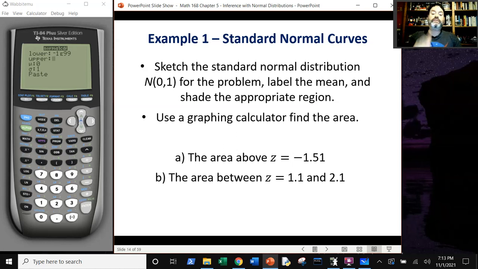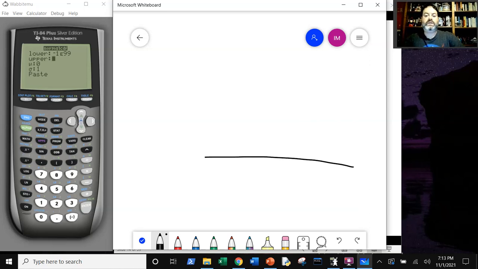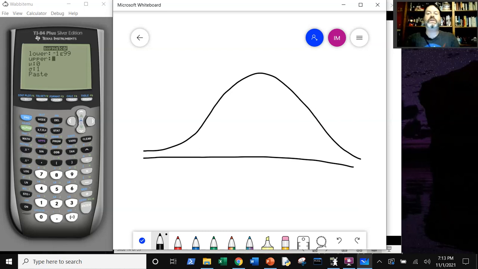The first one we're going to do here is the area above z equals negative 1.51. So this is the way we do it. Here's my little drawing tableau, and I'm just going to select my little black pen. Oh, I can't draw very well. Close enough. On a piece of paper, you want to draw something that looks like that normal distribution that I showed you a second ago. And then you want to label the standard deviations, right?